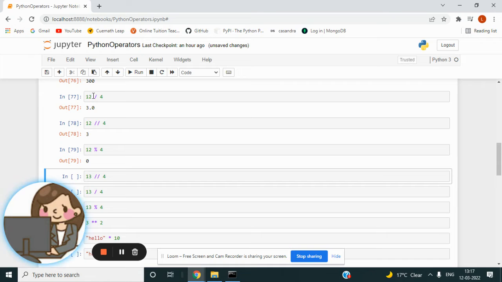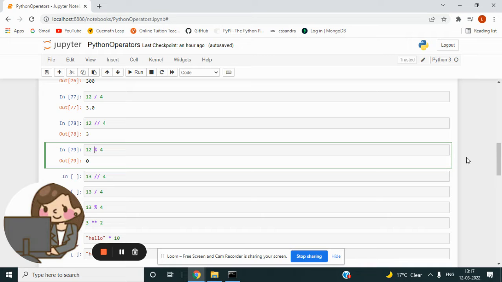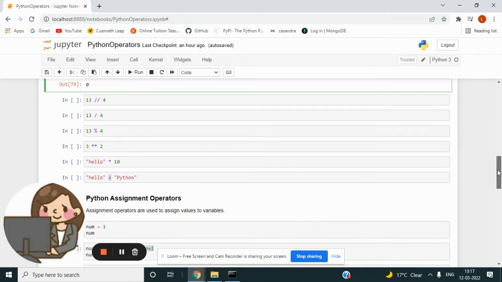So the single division operator performs the decimal division. The two division operator, that is the floor division operator or the integer division operator, does the integer division and returns you the quotient. And the modulus operator performs the division and returns you the remainder.